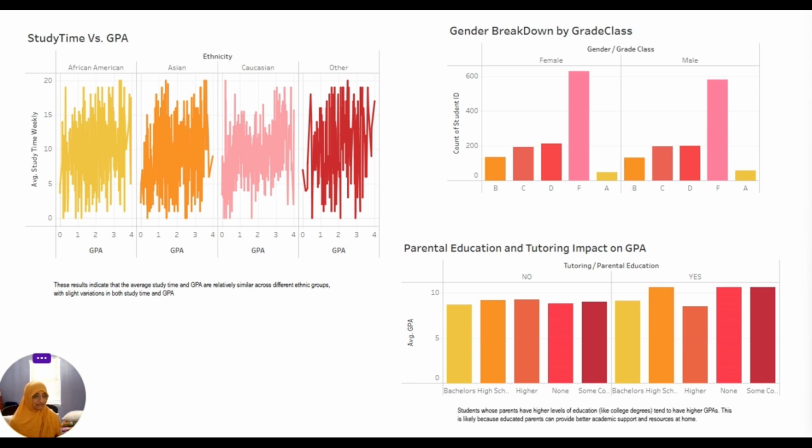So overall, in summary, the data shows that academic performance and study habits are influenced more by universal factors rather than just ethnicity or just the GPA. It's just how the parents are, how you're getting support from others.